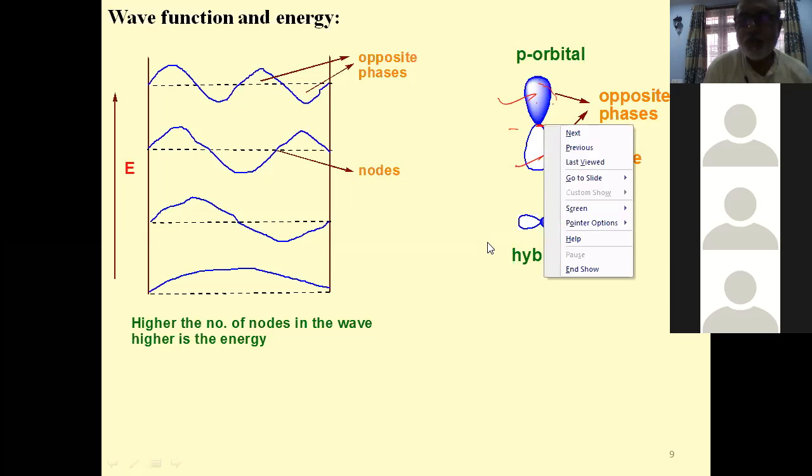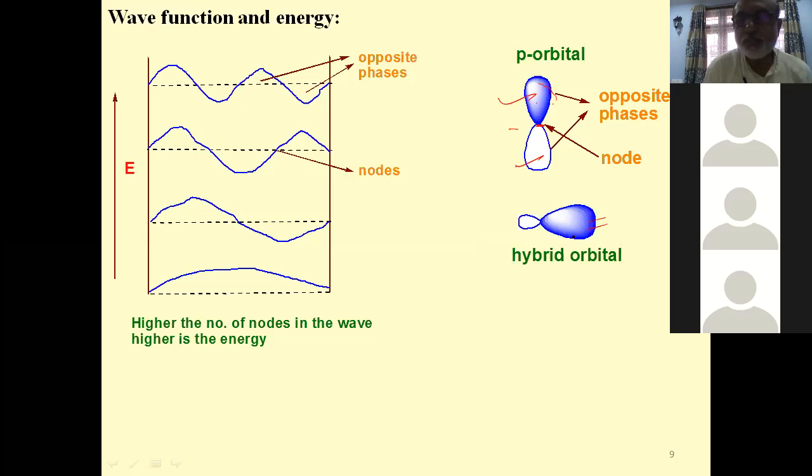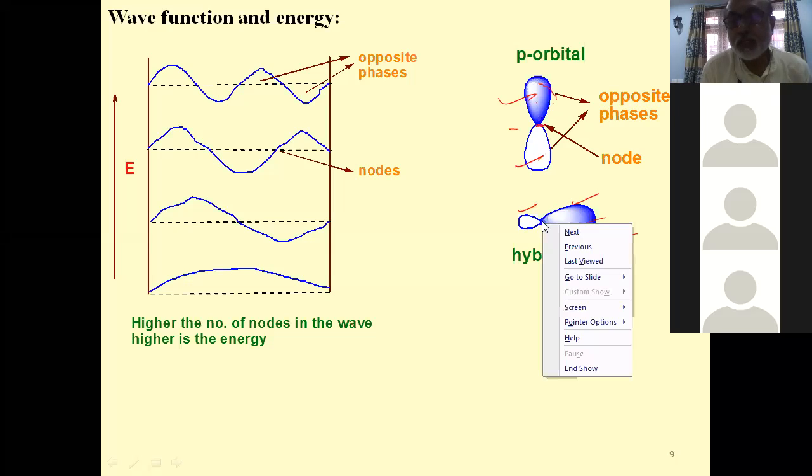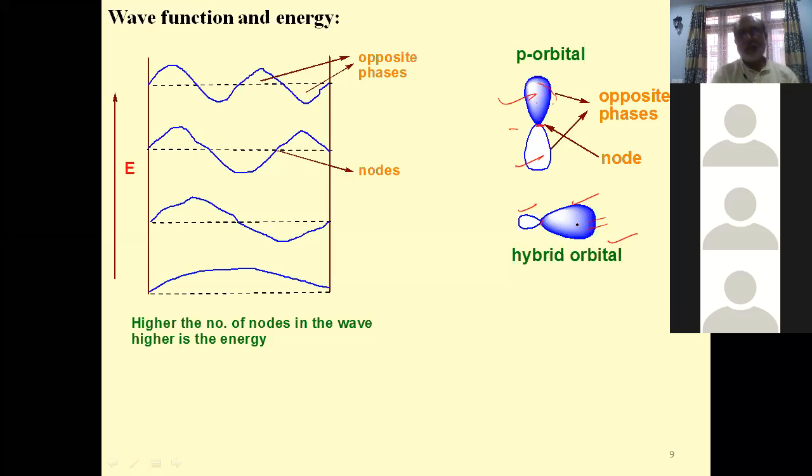And if you take a hybrid orbital, suppose an sp3 orbital or sp, all hybrid orbitals have this shape. So this phase and this phase have opposite character, opposite phase. And the middle point becomes the node. With this idea, let us go further and see what we see in the next one.